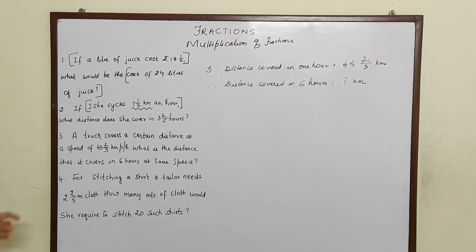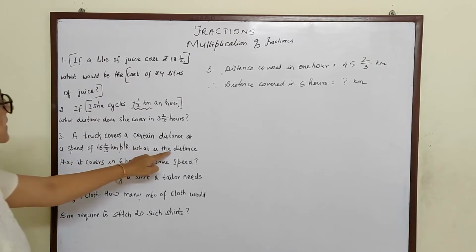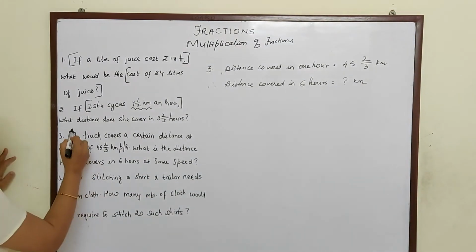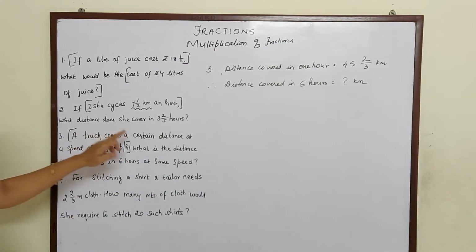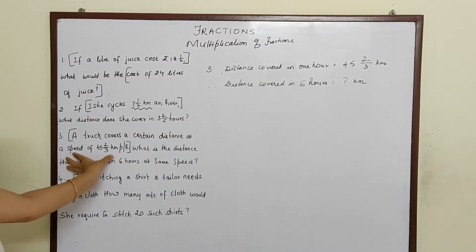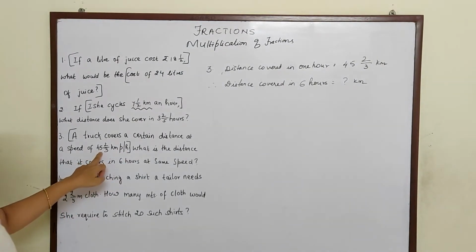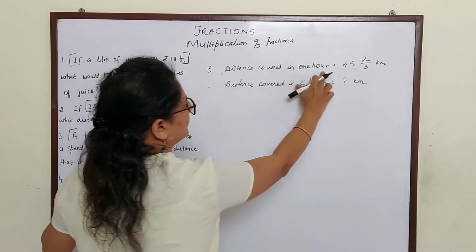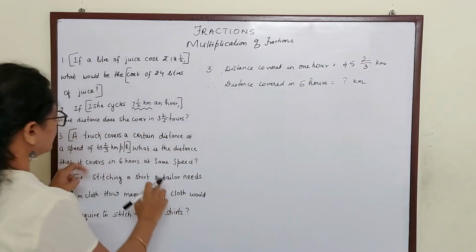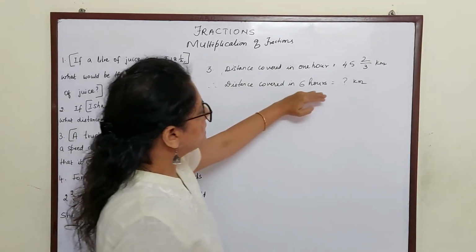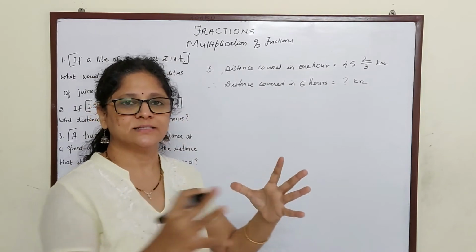So children, our next sum is, a truck covers a certain distance at a speed of 45 2 by 3 kilometer per hour. What is the distance that it covers in 6 hours at the same speed? So let me break this sentence into two. A truck covers a certain distance at a speed of 45 2 by 3 kilometer per hour. So in 1 hour, this much distance is covered. So distance covered in 1 hour is 45 2 by 3 kilometer. What is the distance that it covers in 6 hours? We have to find how much distance it has covered.